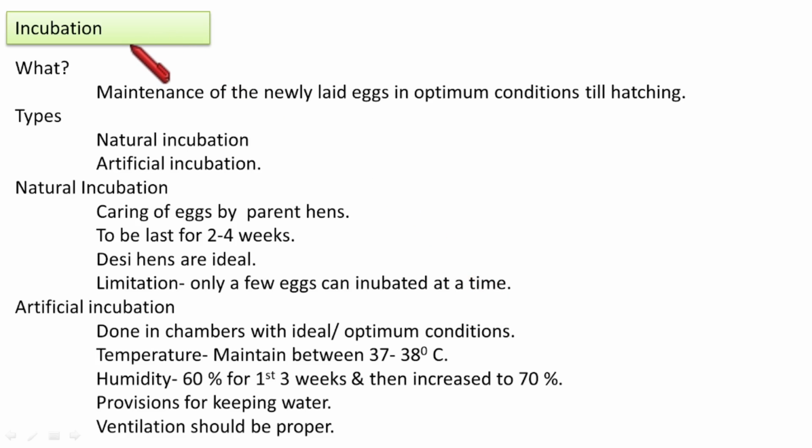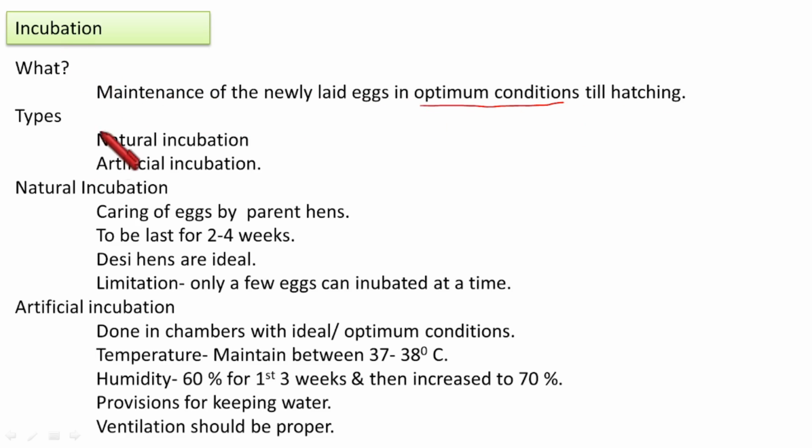Next, incubation. Incubation means we need to hatch the selected eggs, and for that we need to provide certain conditions, certain parameters. So what is incubation? It is the maintenance of newly laid eggs in optimum conditions. That is important till hatching. It is a maintenance of newly laid eggs in optimum conditions till hatching.